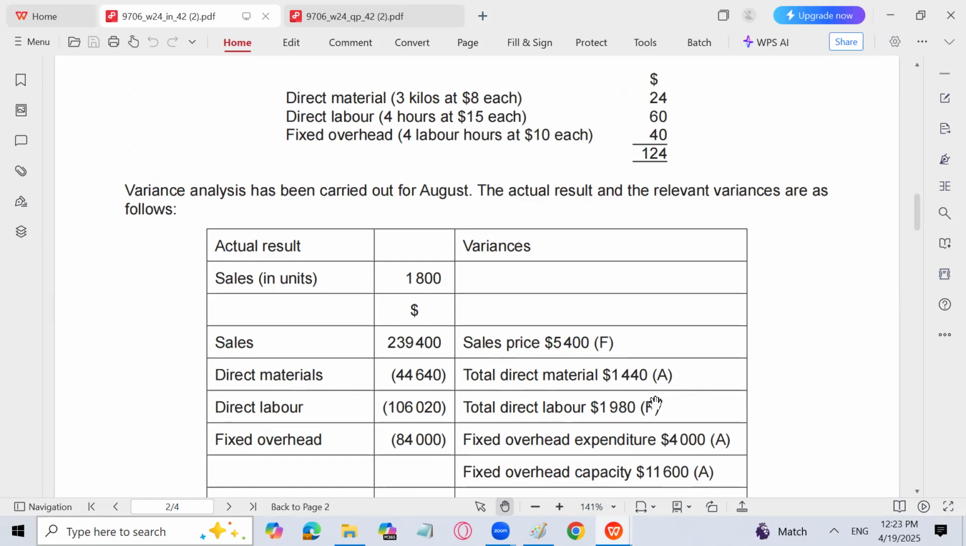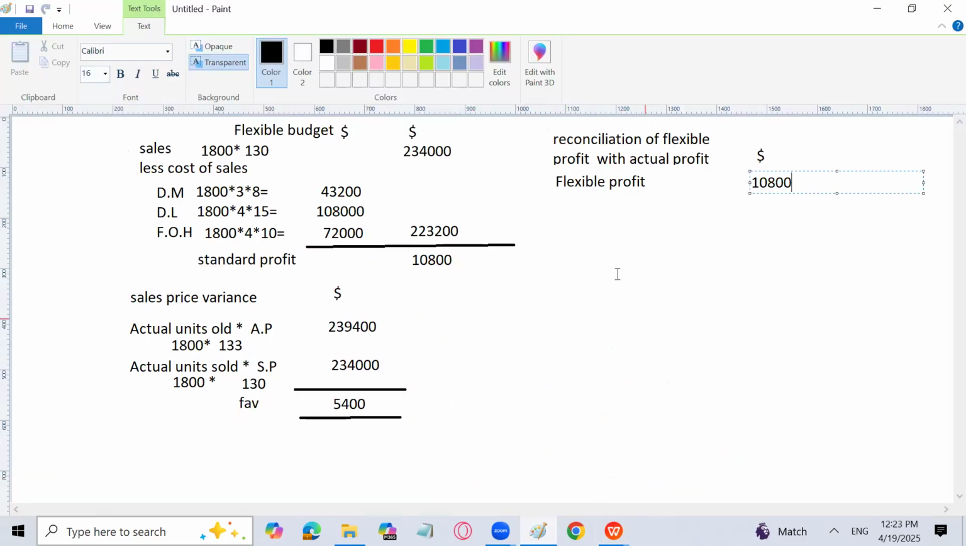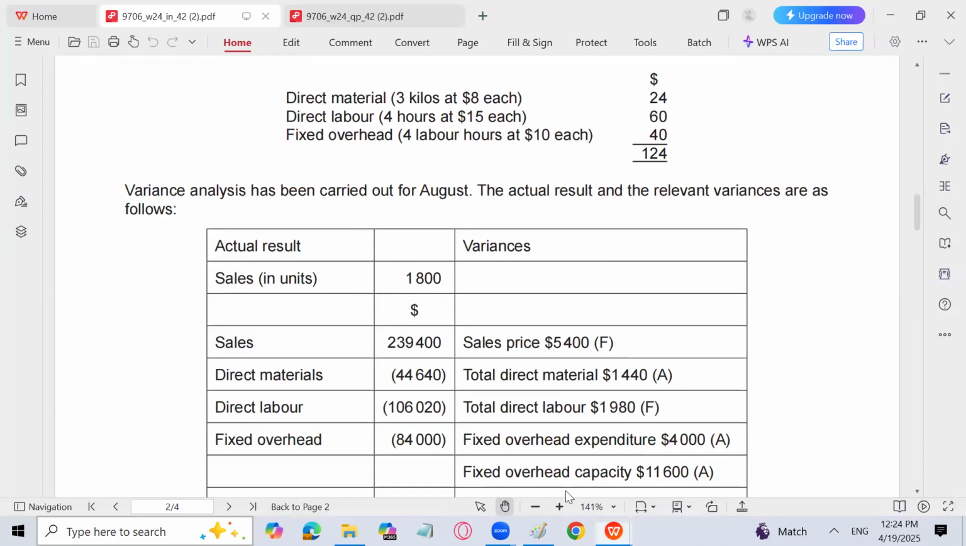Total direct material variance 1440 adverse. So if it is adverse, it will be subtracted. Normally we used to go for material price variance and material usage variance. But remember this, that the sum of material price variance and material usage variance is going to be the total direct material variance. So we can write total direct material variance and subtract the adverse variance like that.